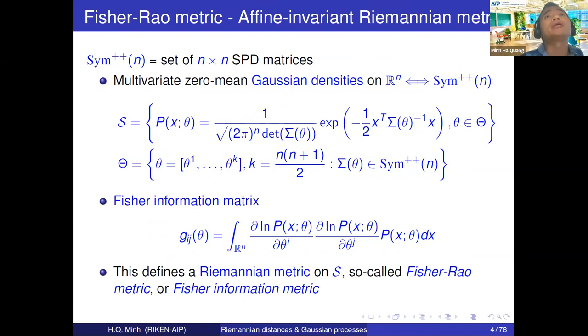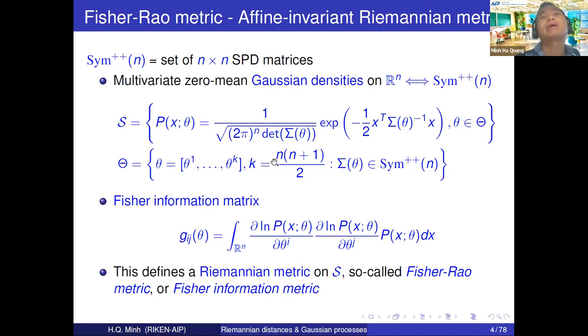So the Fisher-Rao metric. Consider the set of Gaussian densities on R^n. A Gaussian density with zero mean is given by this formula here, and it's completely characterized by its covariance matrix Sigma_theta. Sigma_theta is an n-by-n symmetric positive definite matrix.